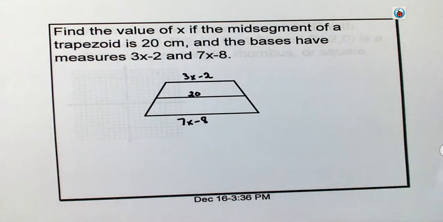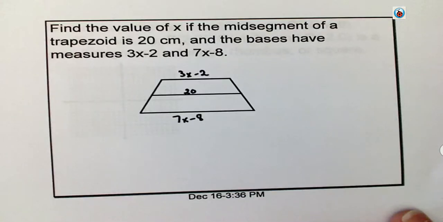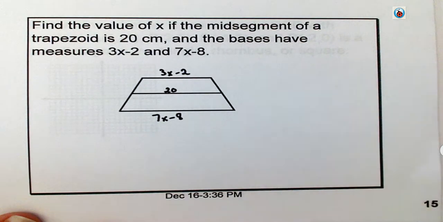Find the value of x if the midsegment of a trapezoid is 20 centimeters and the bases have measures of 3x minus 2 and 7x minus 8. So the midsegment is the average of the two bases.